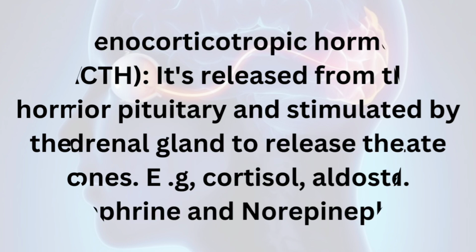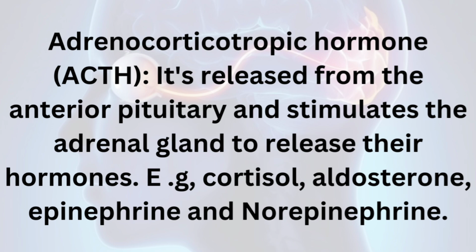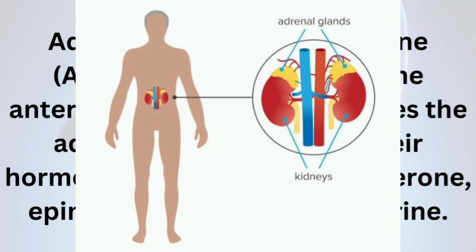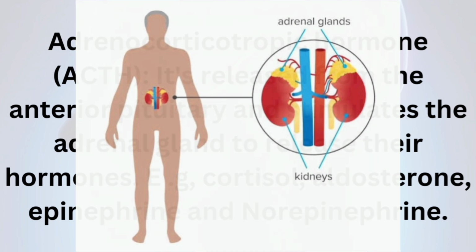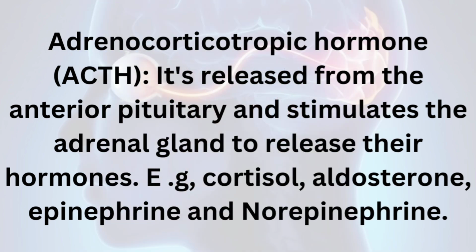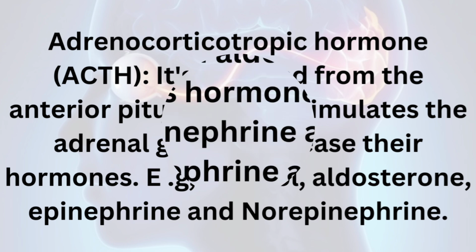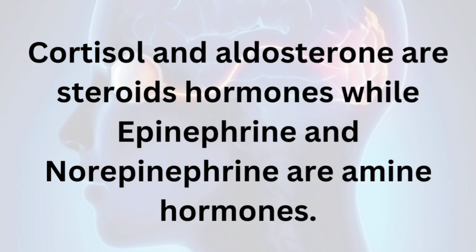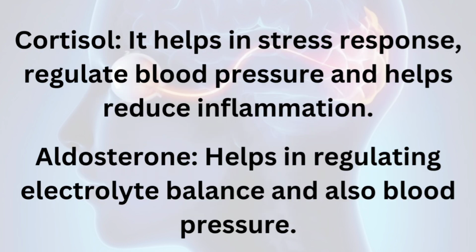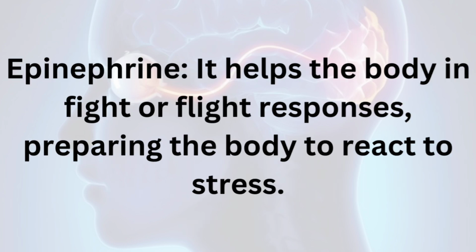On the next slide we have adrenocorticotropic hormone, ACTH. It's released from the anterior pituitary and stimulates the adrenal gland to release its hormones. Examples of the hormones released are cortisol, aldosterone, epinephrine and norepinephrine. Cortisol and aldosterone are steroid hormones, while epinephrine and norepinephrine are amine hormones. Cortisol helps in stress response, regulates blood pressure and helps reduce inflammation, while aldosterone helps in regulating electrolyte balance and also blood pressure.